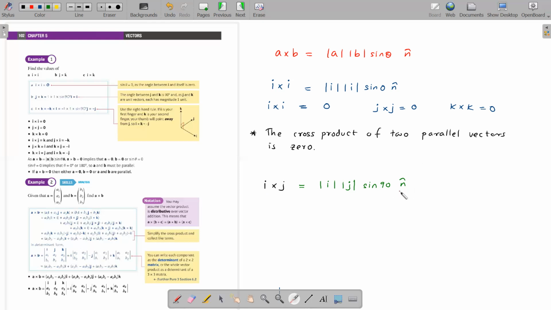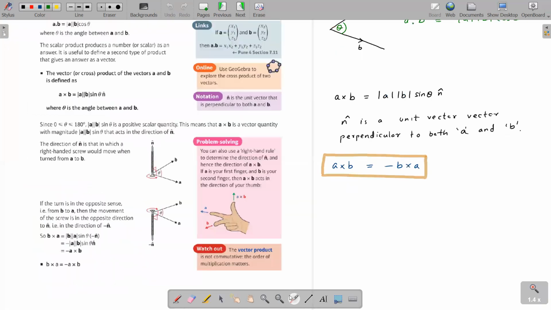Now when you input the value of n here, you have two options. According to the right hand rule, the unit vector could be positive K or negative K. Basically, the positive or negative depends on the side you move. When you go A cross B, the right hand rule shows n hat acting upward. But if you go B cross A, it's acting the other way. It's negative n hat.